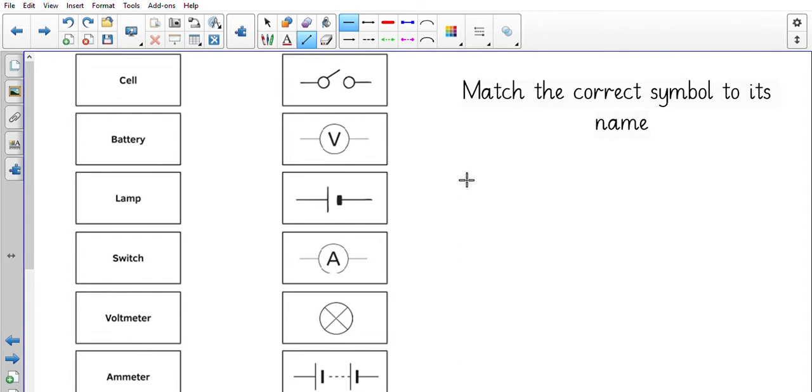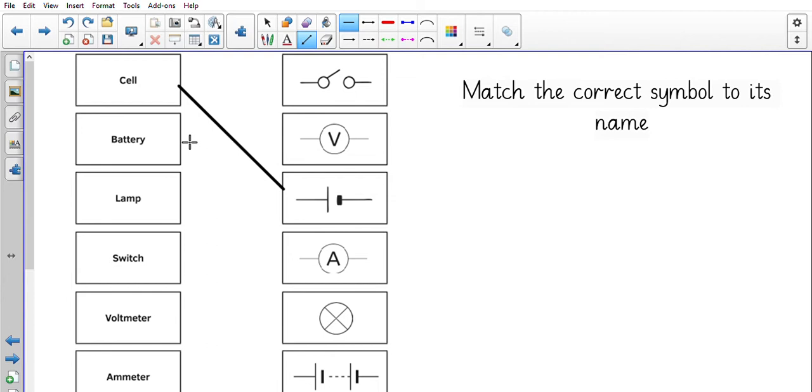Now I always remember the cell as looking like a battery but with only one part, so I'm going to join it here. What I would like you to do now is pause the video and have a go at matching the correct symbol to its name, and then we will go through them together. Okay, you should have had a go now.